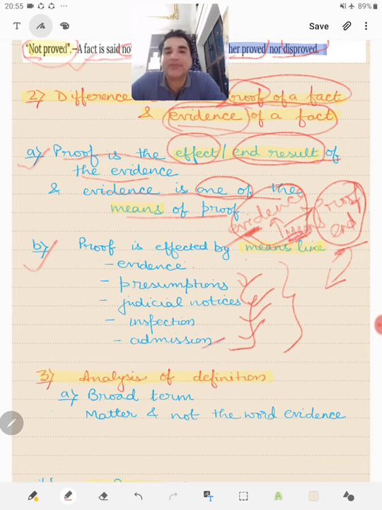For example, a fact admitted need not be proved. No evidence should be given. If a fact is admitted, then the court may take it to be proved, and evidence need not be given to prove that thing.